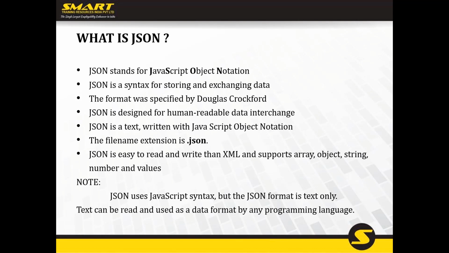So JSON is easier to read and write than XML and supports data types like array, object, string, numbers and values. JSON uses JavaScript syntax, but the JSON format is text only. The text can be read and used as a data format by any programming language. So JSON is a simple text-based way to store and transmit structured data.